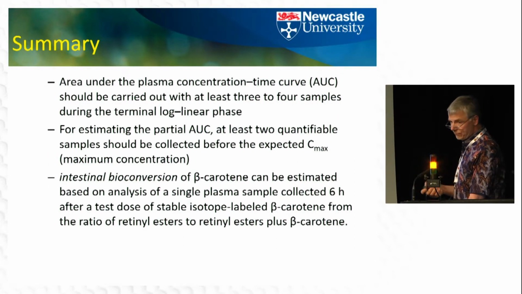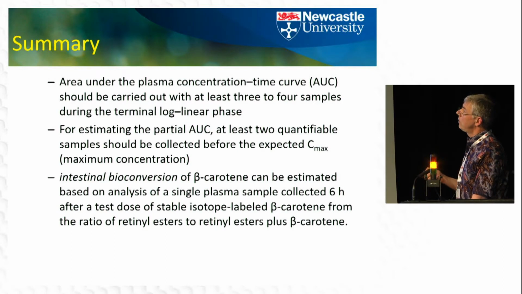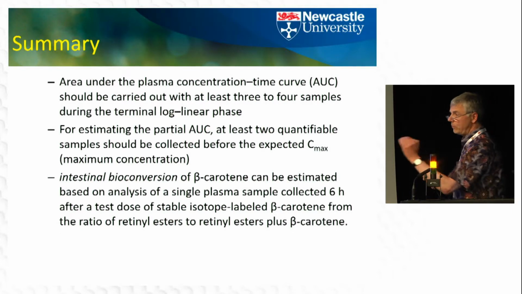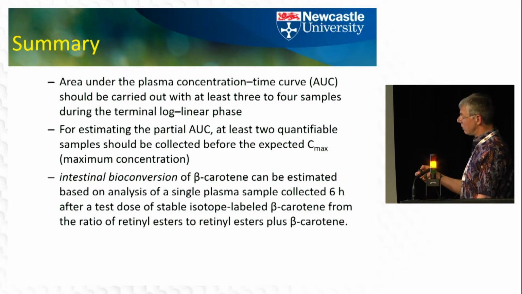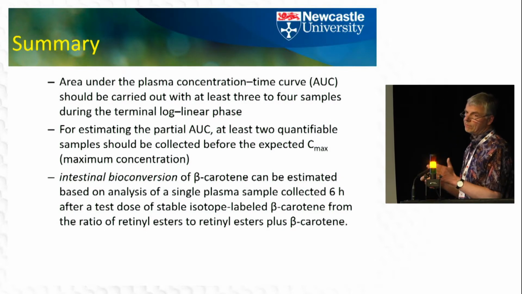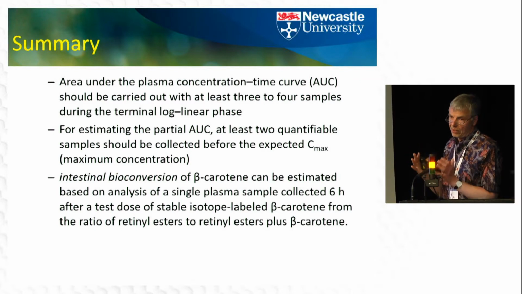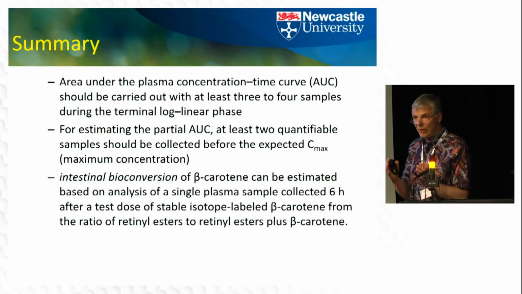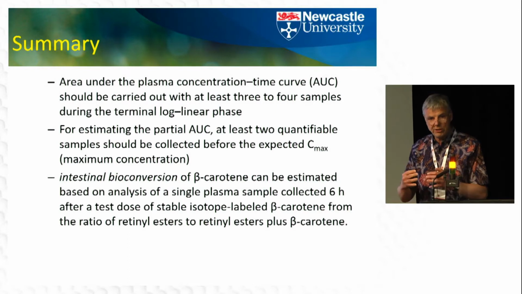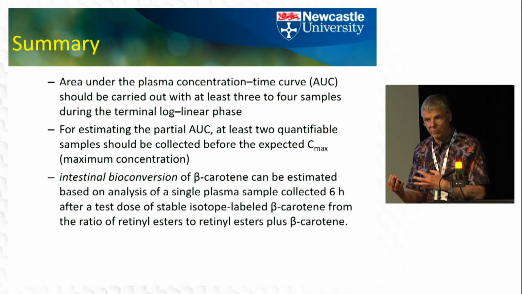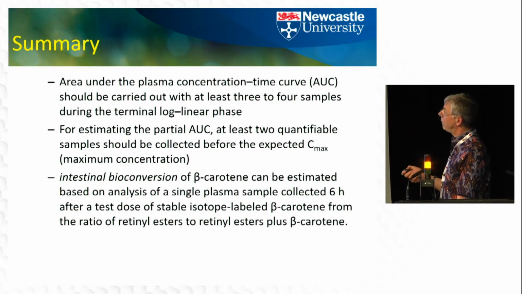What I tried to show you today is, first of all, that the area under the plasma concentration time curve is used quite a lot, but that we should at least have 3 to 4 samples during the terminal log linear phase to be able to look at whether or not we've reached saturation in the compounds of interest. Or at least, if you have to have a short partial AUC, use something where you know what that curve is so that you have a control that you can compare your compounds to.